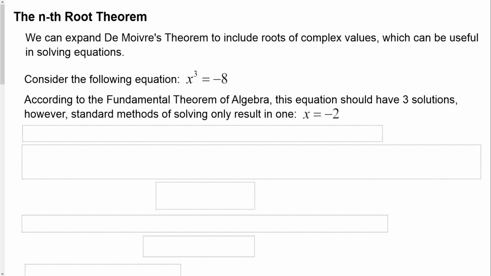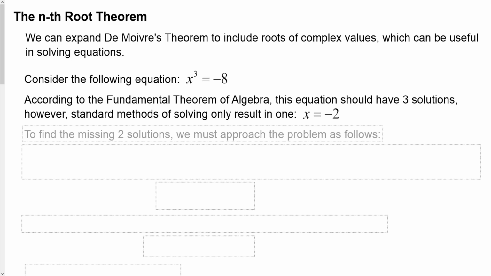However, standard methods of solving only result in 1, which would be x equals negative 2. Because if we take the cube root of negative 8, it's negative 2. So negative 2 times negative 2 times negative 2 is negative 8. That's the one that we know of. But the fundamental theorem of algebra states that the degree of your polynomial should indicate the number of roots. So there should be 3 solutions. So what are the remaining 2 solutions?